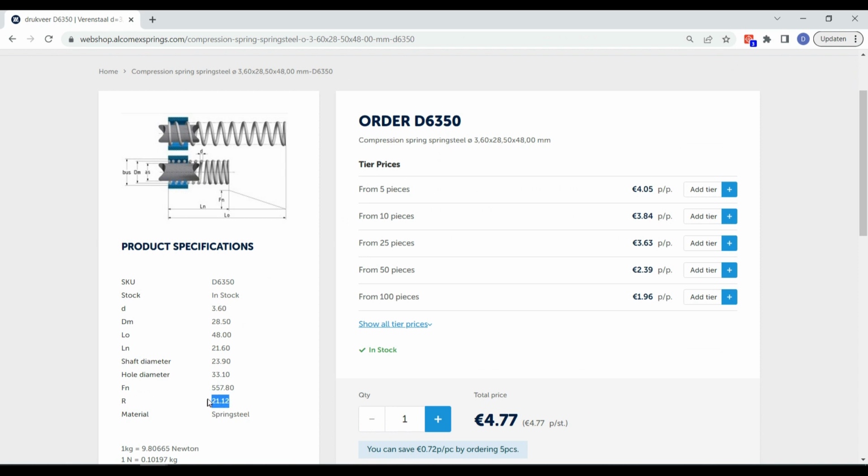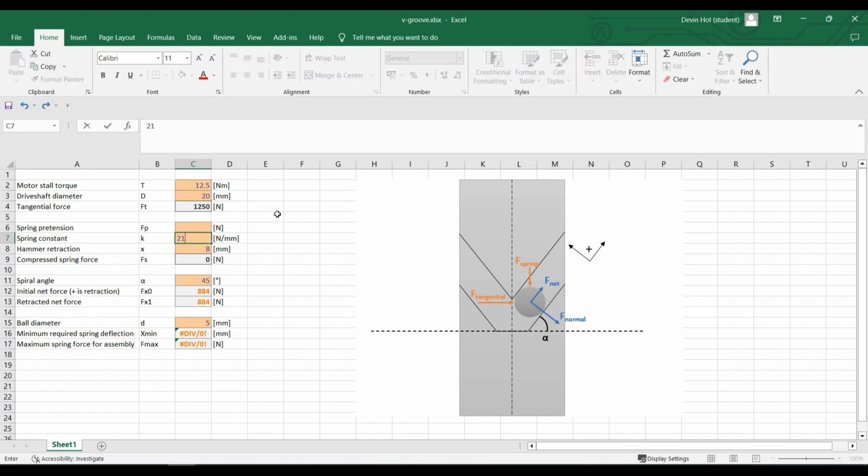The listed spring constant is 21.12 Newton per millimeter and the compressible length is 26.4 millimeters. Besides the spring constant, we also have to define the preload. The limit for the preload depends on the available spring deflection and spring constant. If we fill in a preload of 210 Newton, we can see that the minimum required spring deflection is 22.9 millimeters of the available 26.4 millimeters, so we could increase the preload to about 270 Newton.